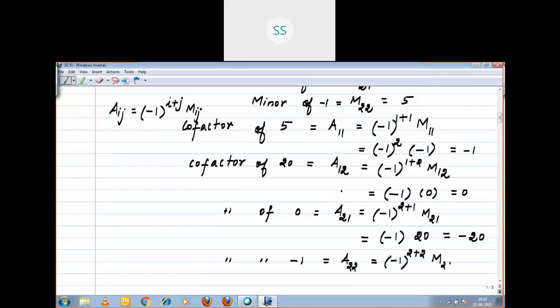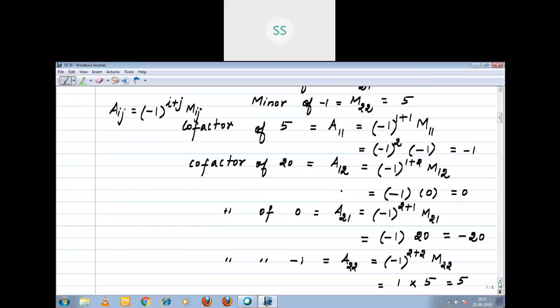M22 minus 1, the whole power 4. So it becomes 1. 1 into M22 is what? 5. So your answer is 5. Got it, children? How to find cofactor? How to find minor? Say yes or no? Yes.